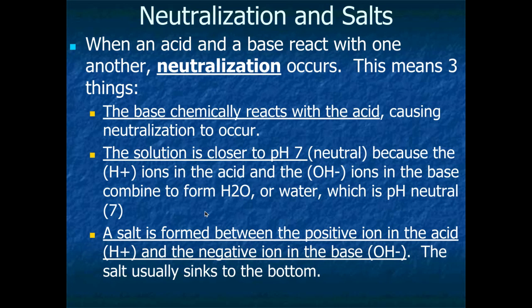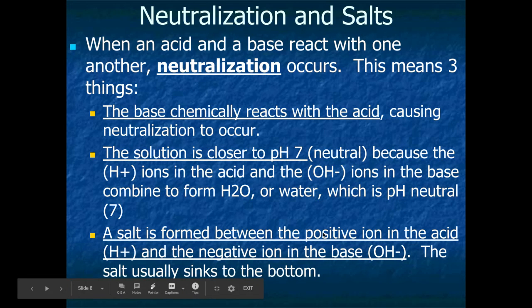The last thing that's formed when neutralization happens between an acid and a base: you've got a pH closer to 7, you've got water being created, and you've got a salt being formed. The most common type of salt in your minds is probably going to be sodium chloride, which is table salt. But there are many, many different types of salts that can form.